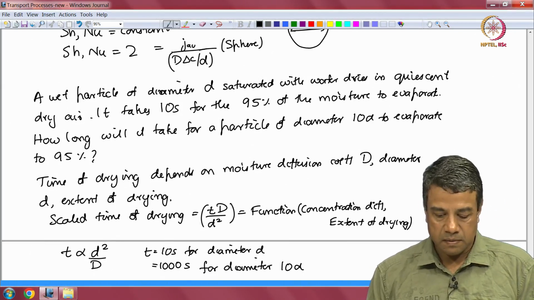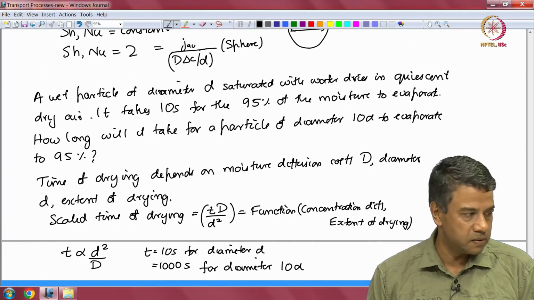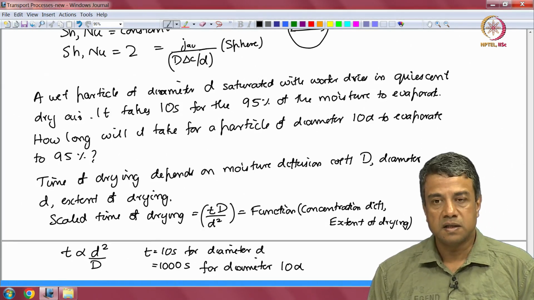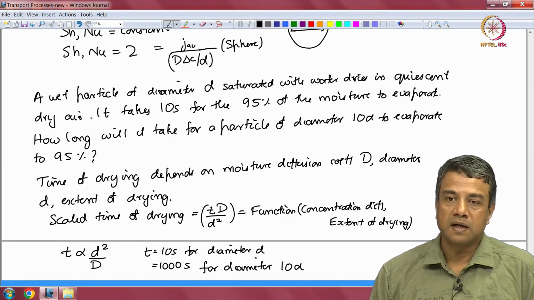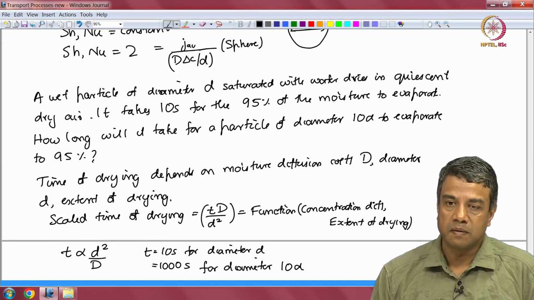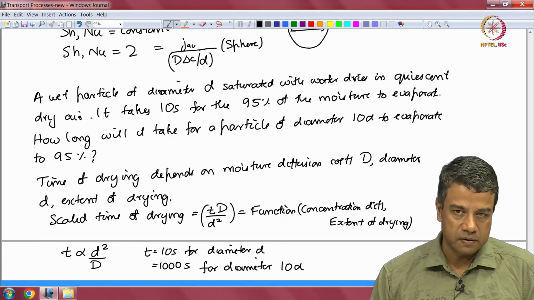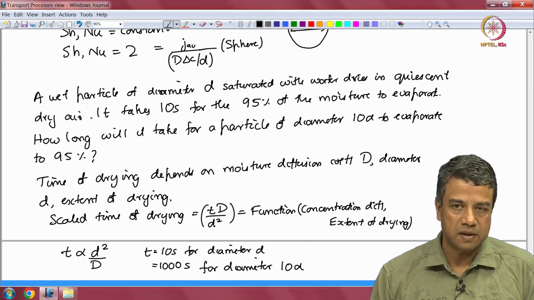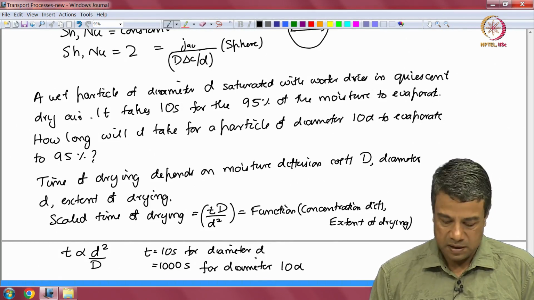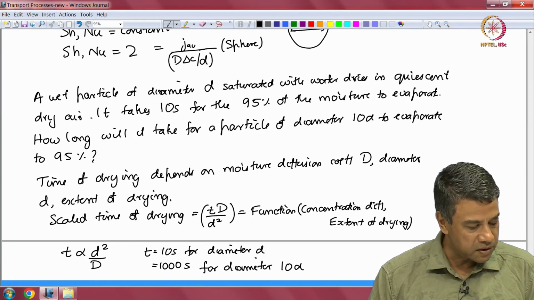So this parameter, d square by the diffusion coefficient, or length square by the diffusion coefficient, is a characteristic time of drying, or a characteristic time for mass transfer by diffusion. Similarly, if it was thermal diffusion, it would be d square by alpha. So this is the time it takes for the diffusion to take place in the system of characteristic length d. This is called the diffusion time scale.